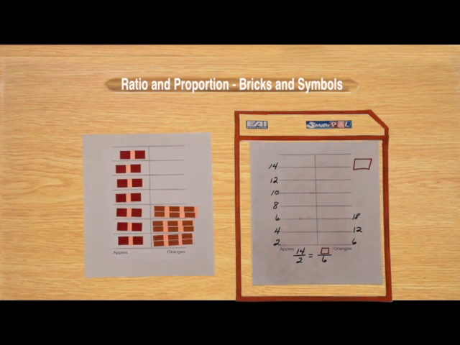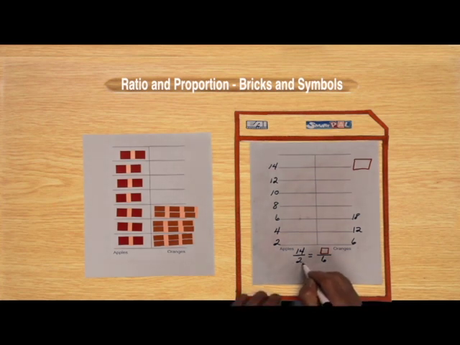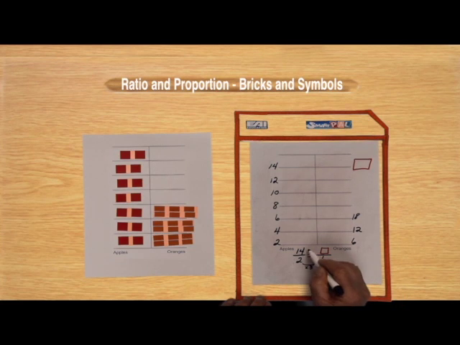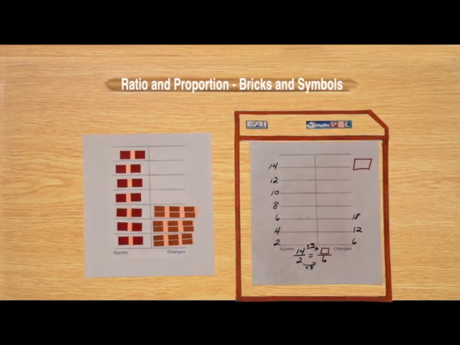Now let's look at the arithmetic. In order to go from 2 to 6, I can multiply by 3. So 3 times 2 gives me 6. That means in order to go from 14 to my number of oranges, I can also multiply by 3. So now the question is, how many oranges do I have to match up with 14 apples? Well, 14 times 3 is 42.